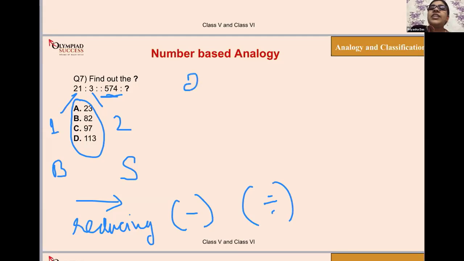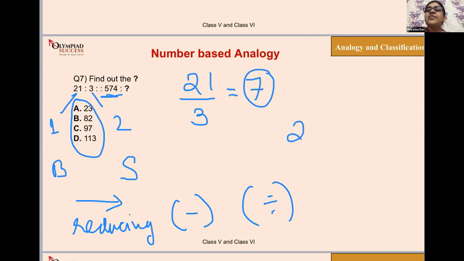And if I divide 21 by 3, I get a 7. That means if I divide 21 by 7, I will get the second number.